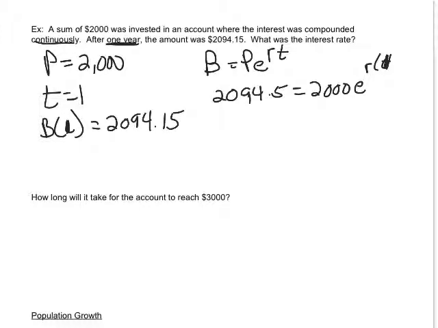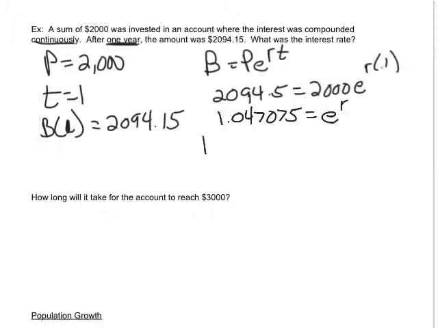Let me see if I can erase that, if it'll let me. Okay. So I divide the two, and when I divide each side by 2,000, so I get rid of the coefficient by dividing, that turns into a number that doesn't terminate, but 0.1047075. You can leave it as a fraction, or you can write all the decimals out. That's e to the r.